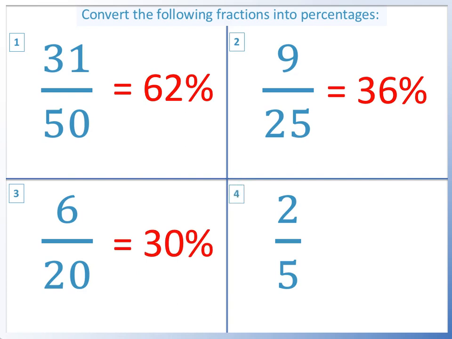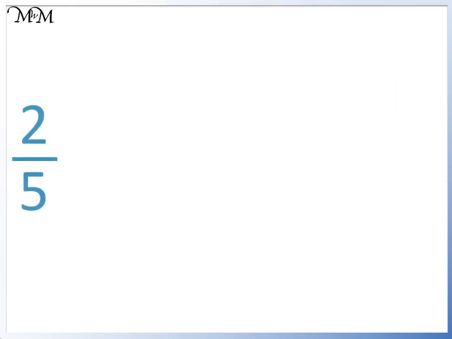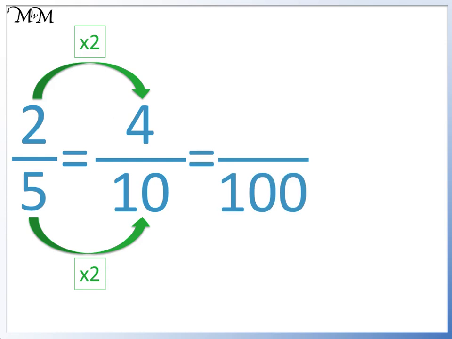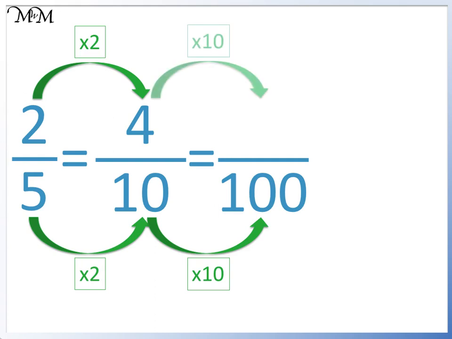Question 4. 2/5ths. Again, we can do this in 2 steps, by converting to tenths first. To get from 5 to 10, we times by 2. So we times the numerator by 2. 2 times 2 equals 4. We can now convert from tenths to hundredths. To get from 10 to 100, we multiply by 10. Therefore, we multiply 4 by 10. 4 times 10 equals 40. We have 40 out of 100, which is 40%.